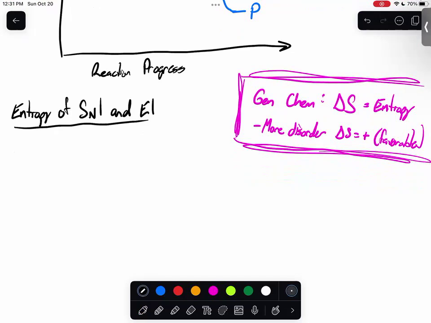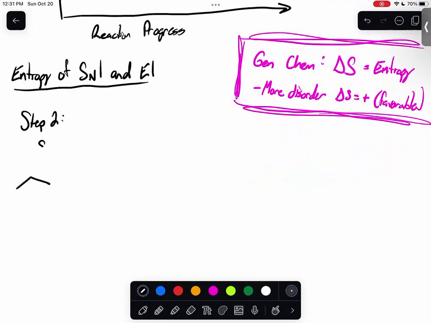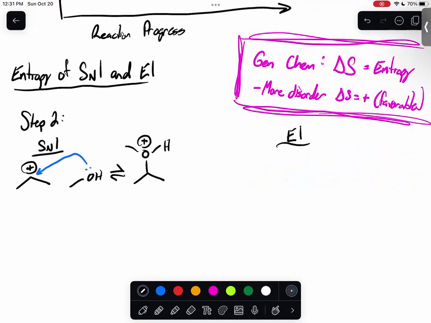So for step two of these reactions, in the case of SN1, our carbocation is getting attacked by the solvent methanol, and that is generating this nice product with the positive charge on the oxygen. Versus in E1, we have our carbocation and we have this proton that's by it, where our methanol is coming in, acting as a base, deprotonating that and forming the alkene. And so we end up with that and our protonated methanol as the conjugate acid.